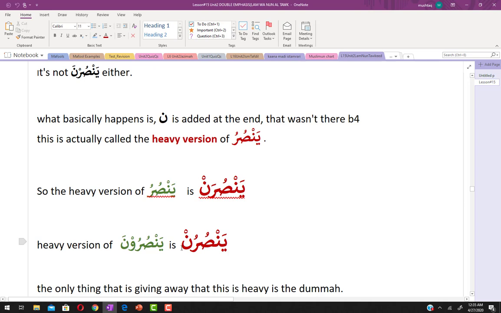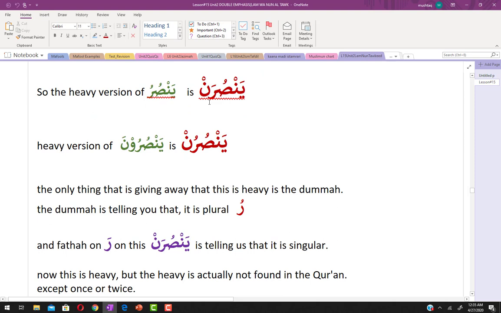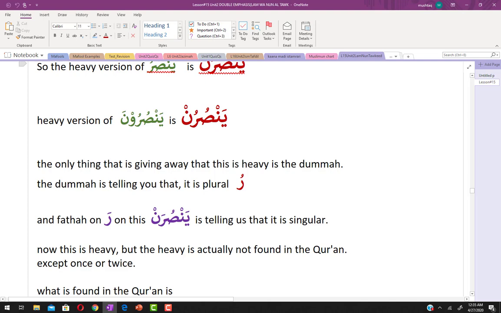So for yansuru, the singular, it is yansuran. What is the heavy version of the plural? Yansurun. The only thing that gives away that it is a plural is the dhamma on the ra, yansurun. And the fatha on the ra, yansuran, tells us that it is singular. Now this heavy version is actually not found in the Quran except for once or twice.